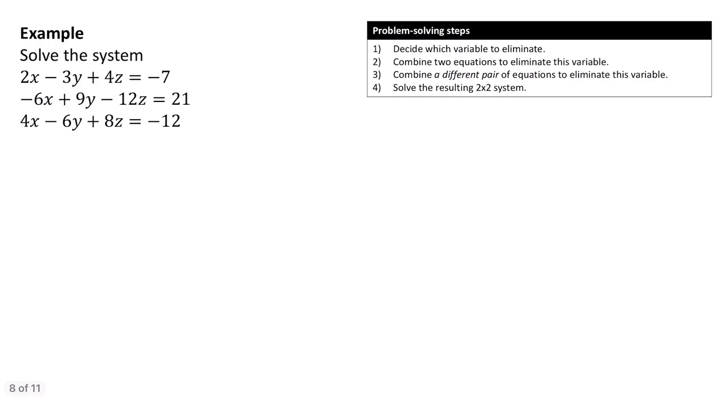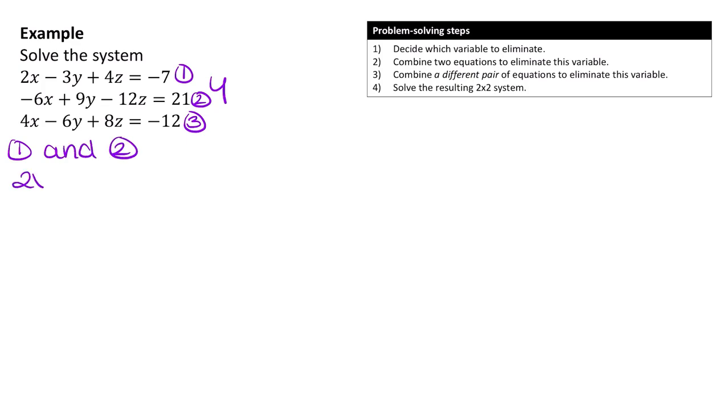Now let's try solving this system. So first we're going to look at this and decide which variable that we want to eliminate. So I think that y would be a good variable to eliminate in this system. So let's go ahead and number our equations. So I'm going to combine equations 1 and 2.